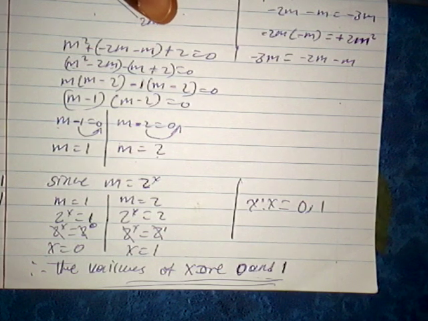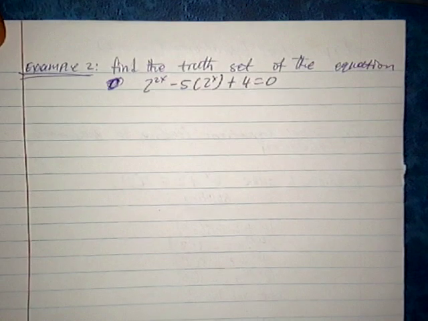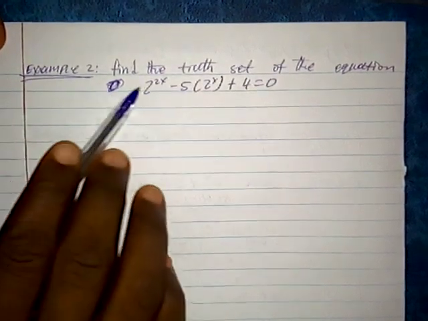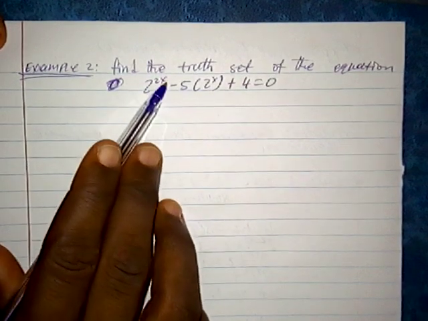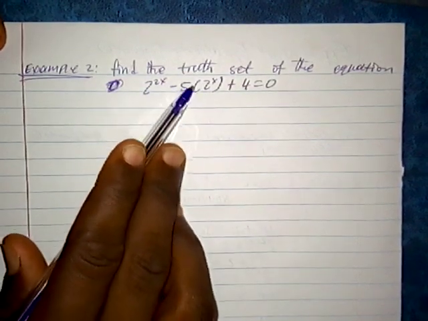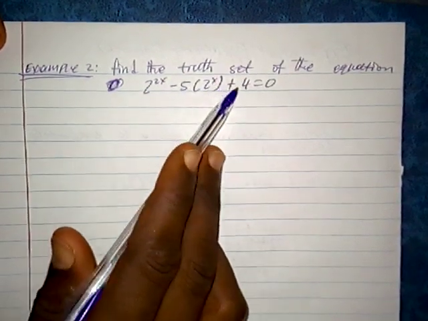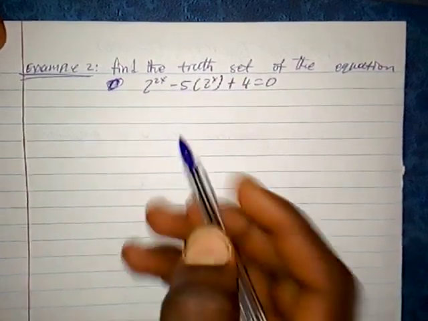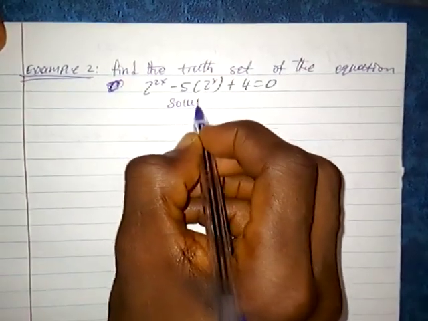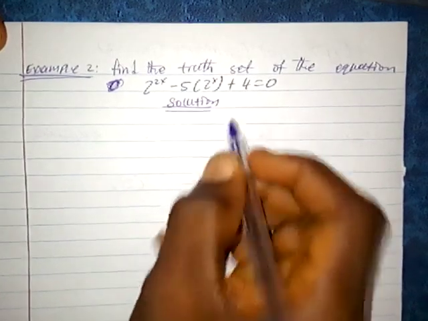Now we move to example 2. Example 2 says: find the two values of x in the equation 2 raised to the power 2x minus 5 times 2 raised to the power x plus 4 equals 0. Right? We write our solution. What next?